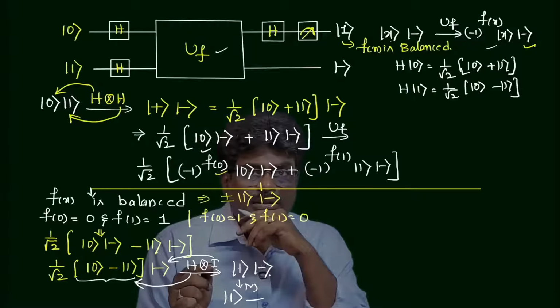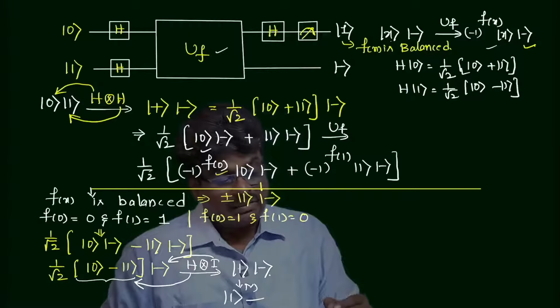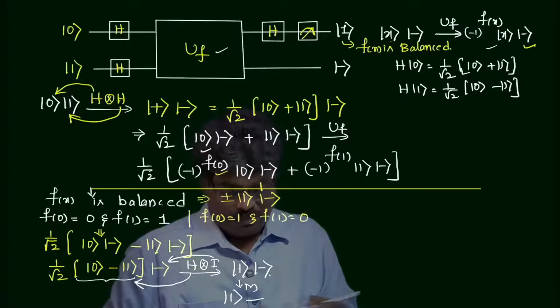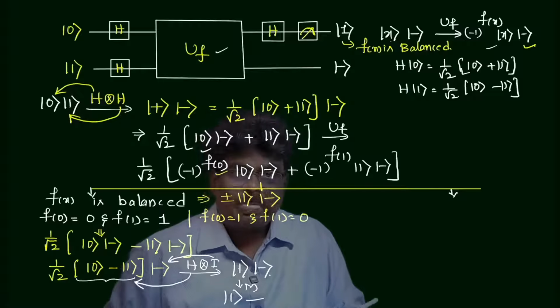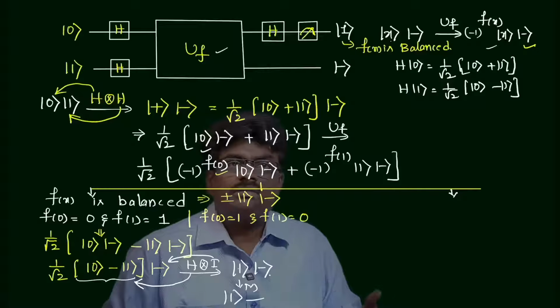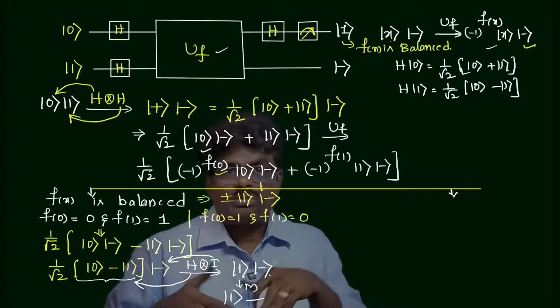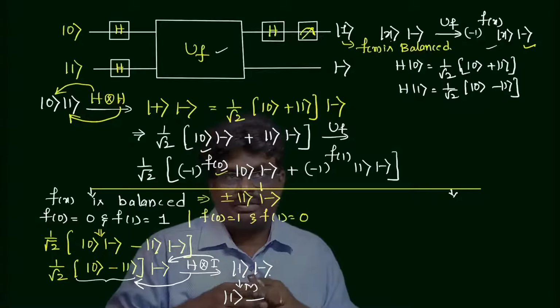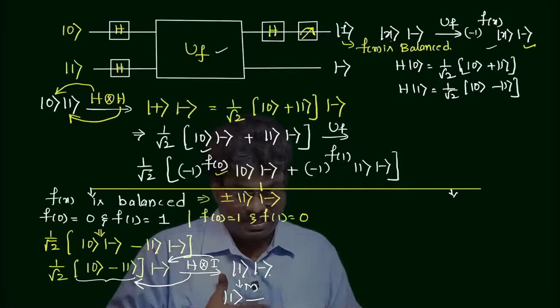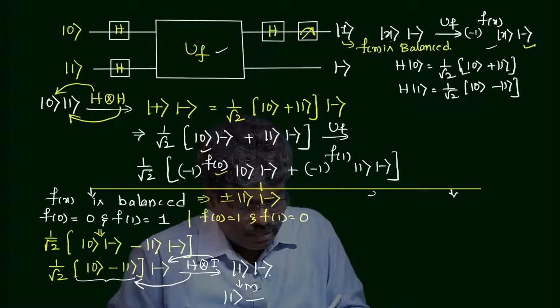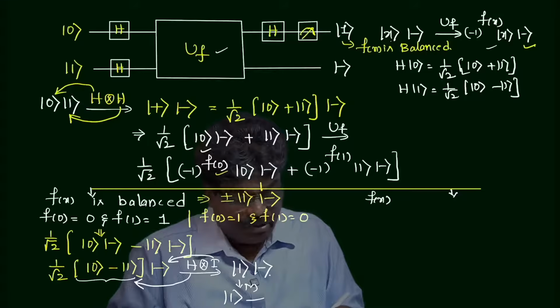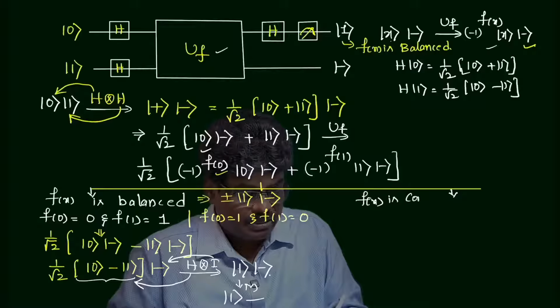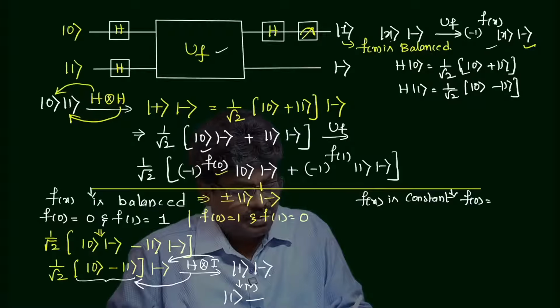Let us take another one also to understand this algorithm, but there is actually no need. The reason is once you check this, that is enough. If f(x) is not balanced, it may be constant. Let us take the second condition also. f(x) is constant. That means f(0) equal to f(1) equal to 0.